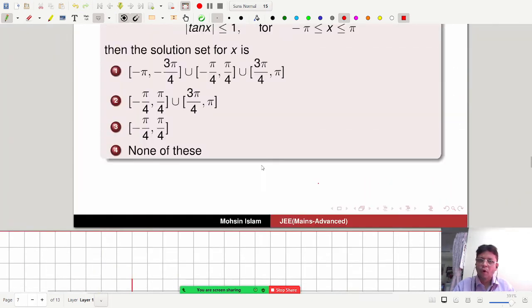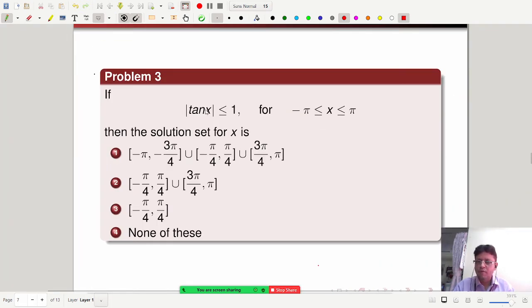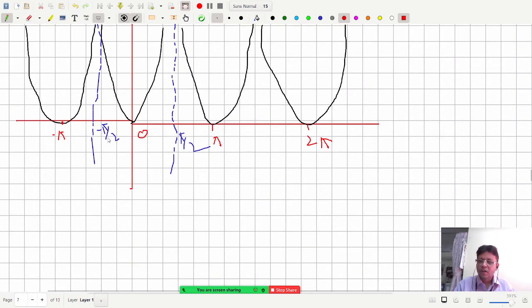Now you have mod tan x less than or equal to 1. You have drawn mod tan x, and this is an inequation, not an equation. So you have to draw the y equal to 1 line. Suppose this is your y equal to 1 line.